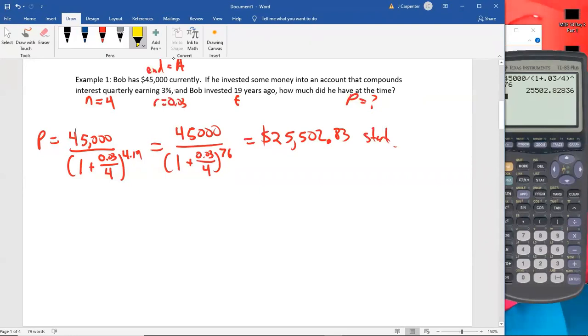All right, so another way, does it make sense? Well, first of all, this number, how much we started with, should be less than how much we ended with. And 25,000 is less than 45,000.